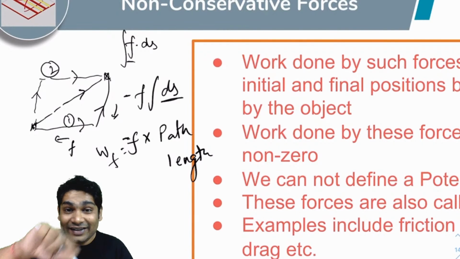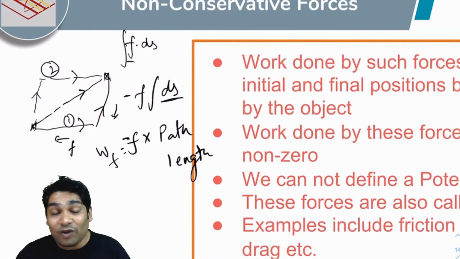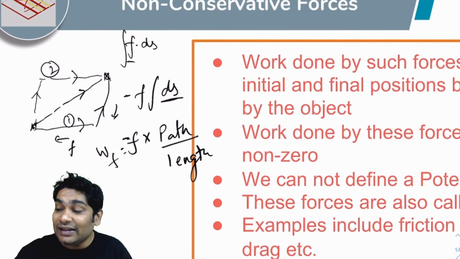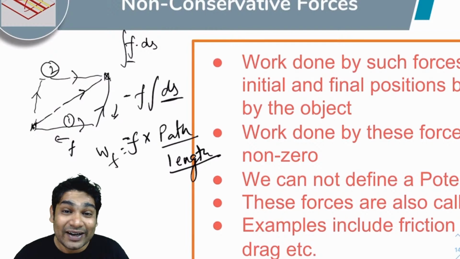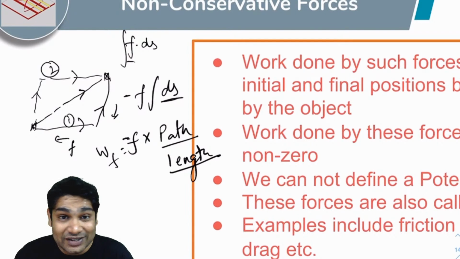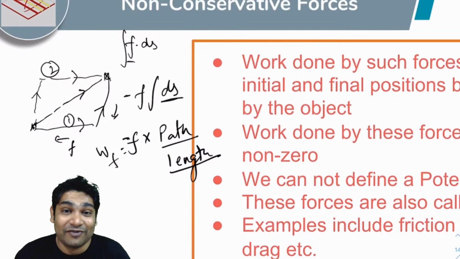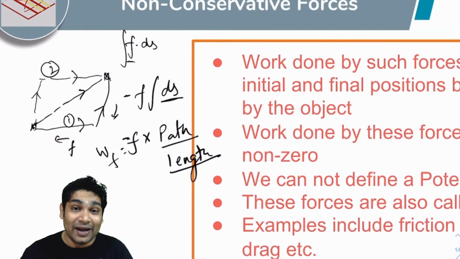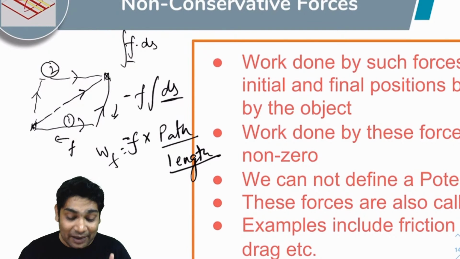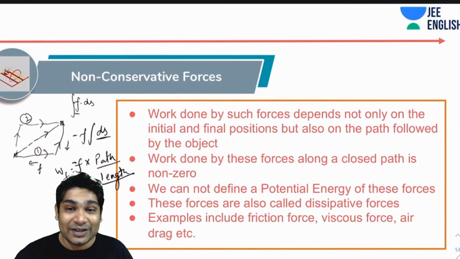Even though along many paths the work is coming out to be the same, what happens when I form a closed loop? When I form a closed loop, the path length is not 0. It's still a positive number. It's the length of the path, even if I'm taking a closed loop. So that is a sure shot test for testing if a force is conservative or non-conservative: the work done in a closed path will never be 0 for a non-conservative force. The work done by a non-conservative force may be the same for two paths. That is just a matter of chance. But in a closed loop, it will never be 0.